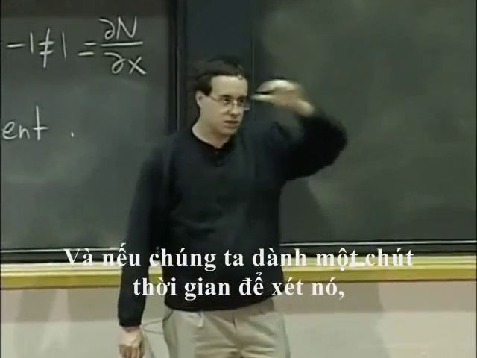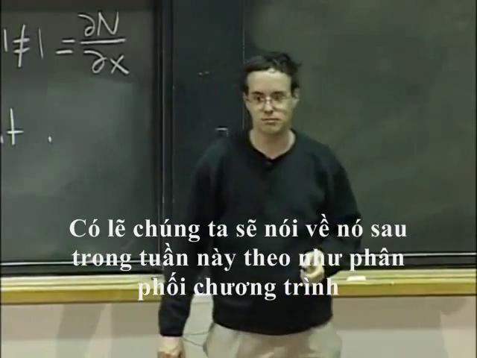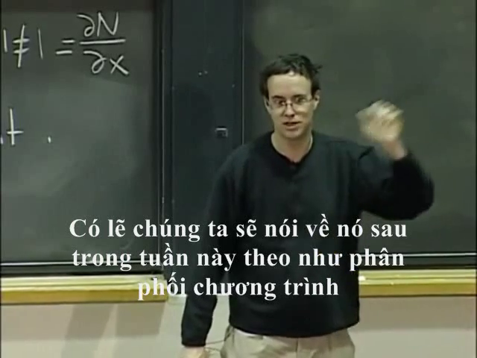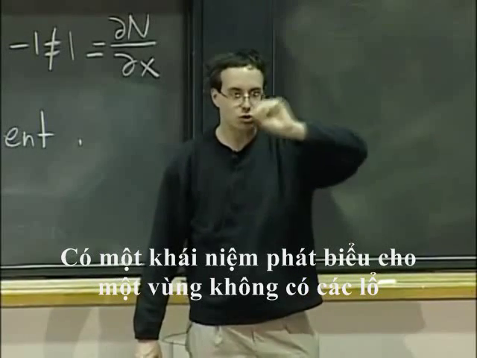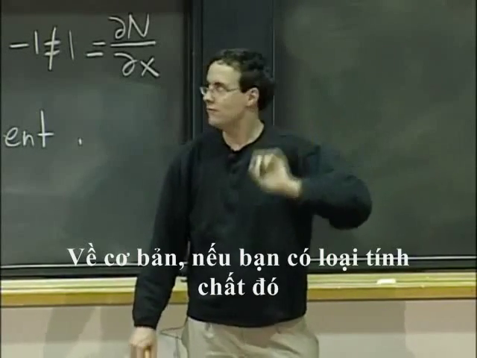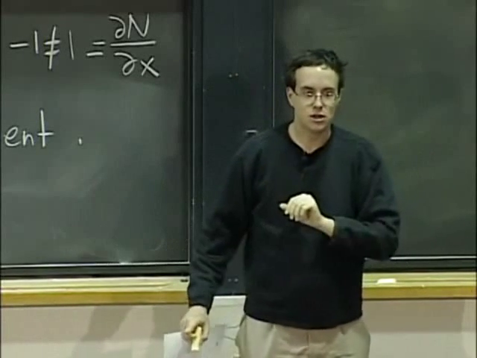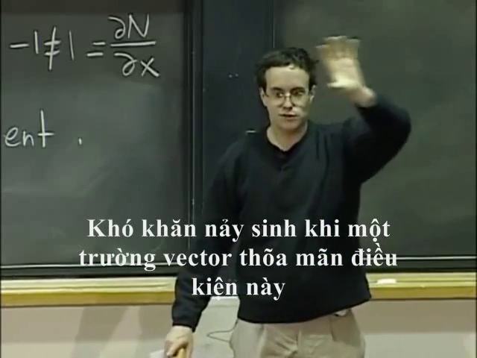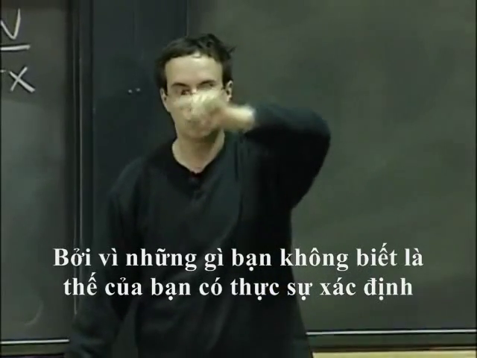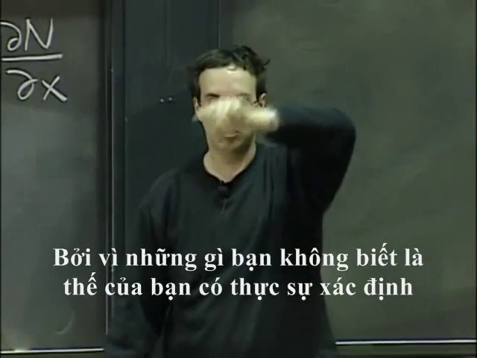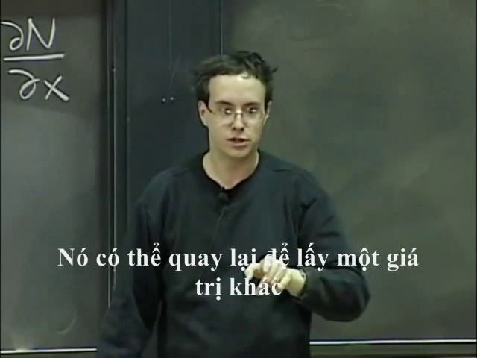And when we spend a bit more time on it, actually maybe I should move that up. Maybe we'll talk about it later this week instead of when I planned. But there's a notion of what it means for a region to be without holes. And basically, if you have that kind of property in a region that doesn't have any holes inside it, then things will work. The problem comes from your vector field satisfying this criterion in a region that has a hole in it. Because then what you don't know is whether your potential is actually well-defined and takes the same value when you move all around the hole. It might come back to take a different value.